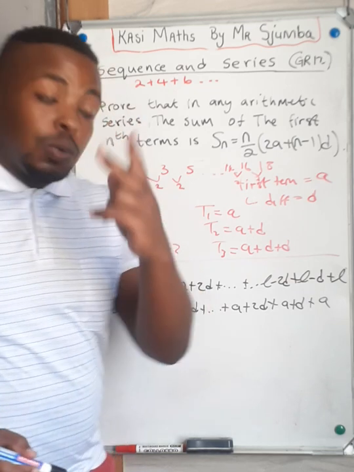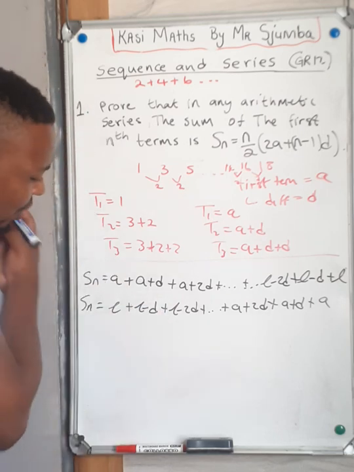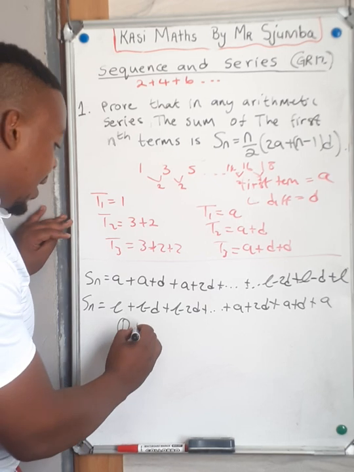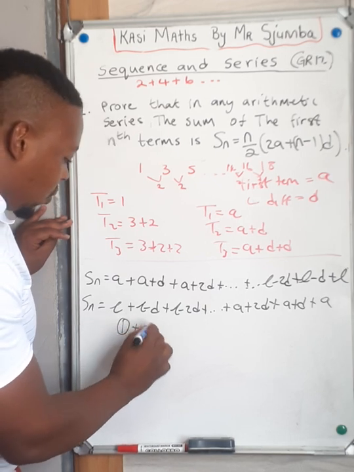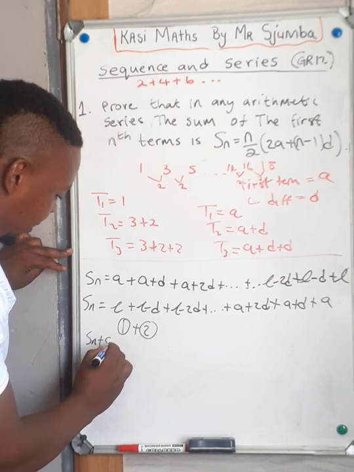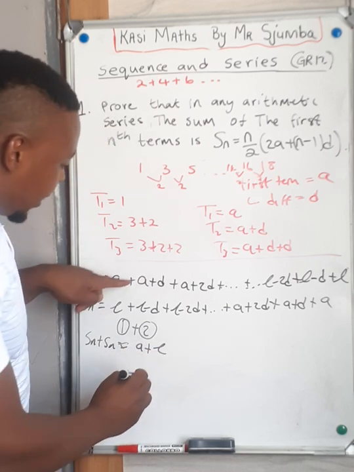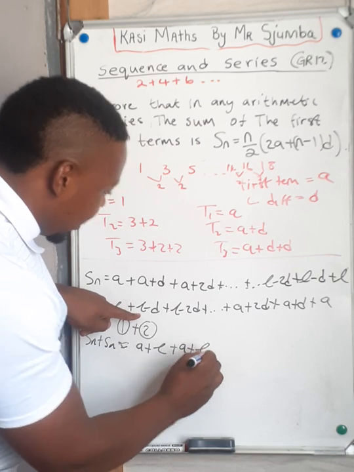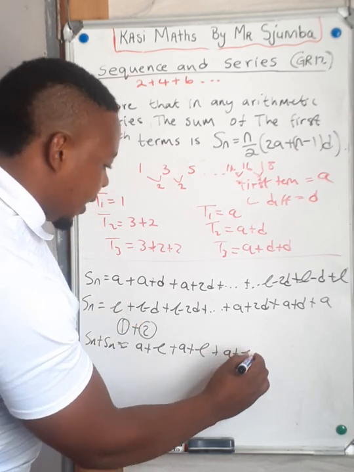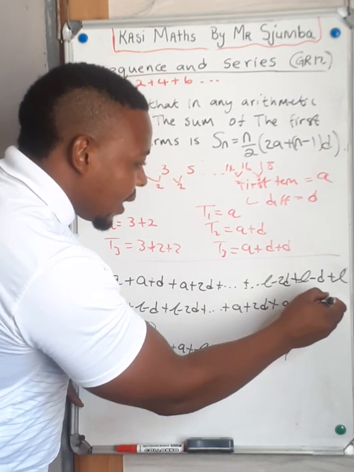So now we have 2 equations. The first row will be our equation 1, the second row will be our equation 2. Now we say equation 1 plus equation 2. So we add all of equation 1 to equation 2. We start here: Sn plus Sn equals a plus L, then a plus L again, with positive D minus D equals 0, right? Then a plus L again, always a plus L, and at the end a plus L.